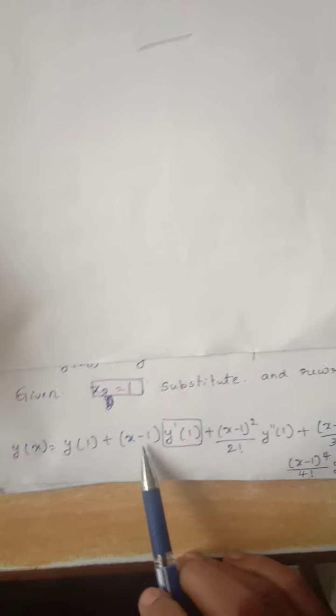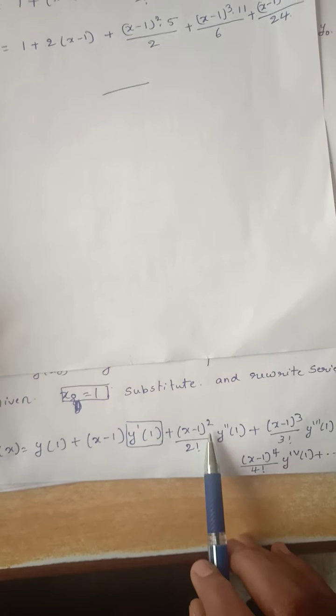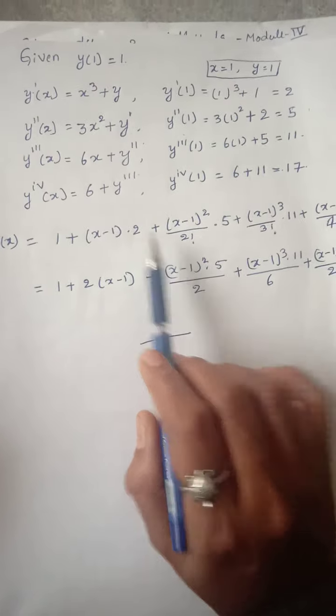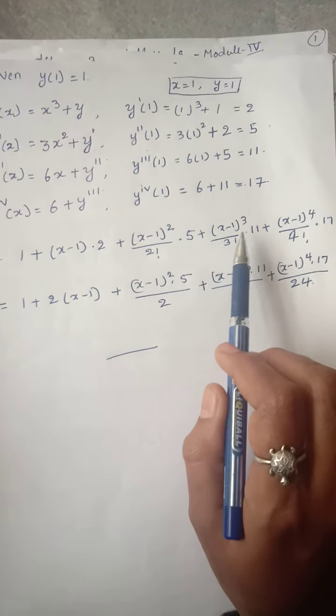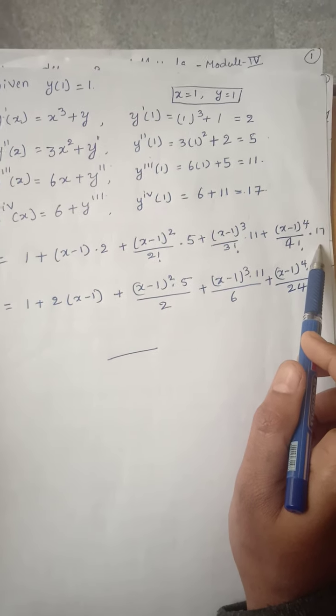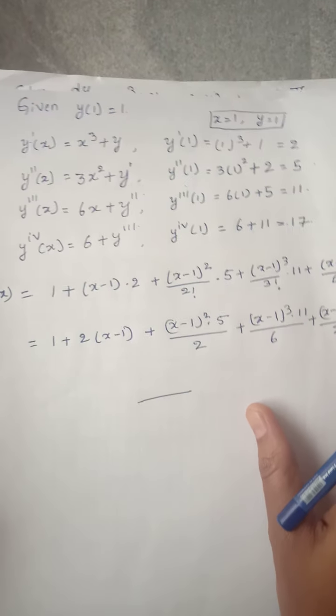The series we've written here, right? So this is the series we've written. Here you have to substitute. What is y dash of 1? What is y double dash of 1? Like that. Y dash of 1 is 2, we just now found it. Y double dash is 5. Y triple dash is 11. And y 4 times of 1 is 17. So this is the method to solve the Taylor series method.